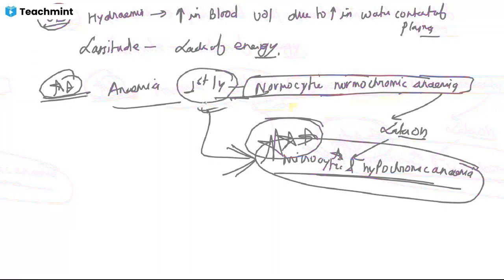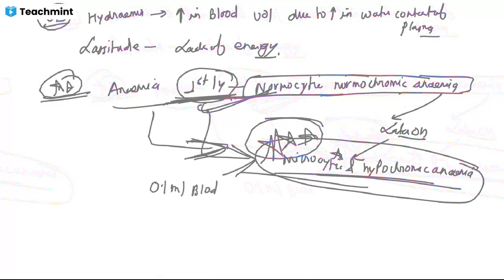If the question asks firstly which type of anemia is produced and later on which type, then microcytic hypochromic. The Ancylostoma sucks blood daily.